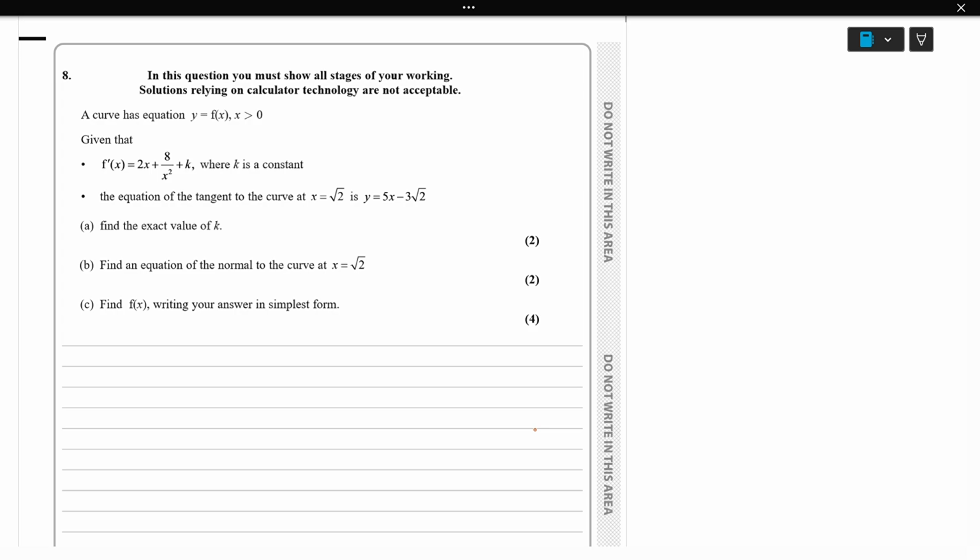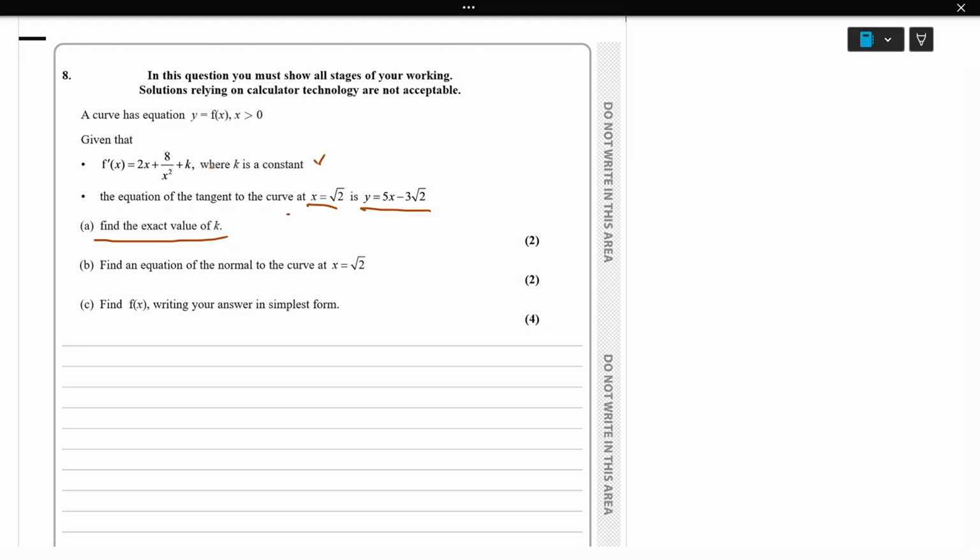Here is question number 8. In this question you must show all your stages of working. A curve has equation y equals f of x, x is greater than 0, and f dash of x is given. So the derivative part is given. The equation of the tangent to the curve at x equals root 2 is also given, so the y equation is given. Find the exact value of k.